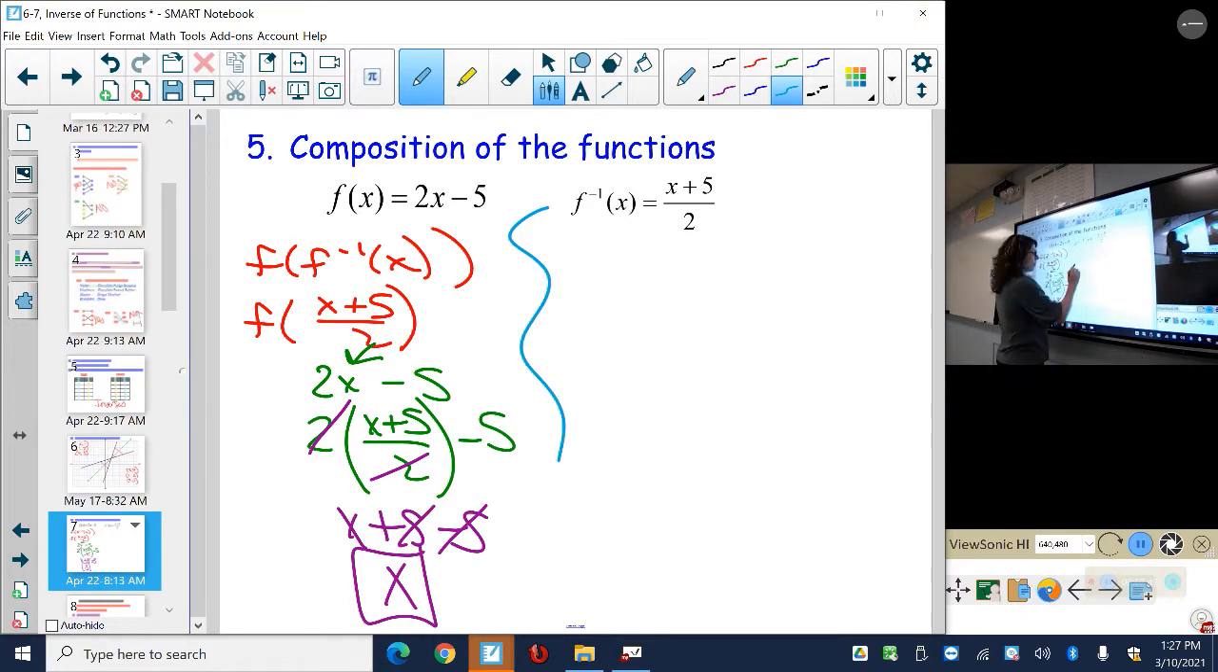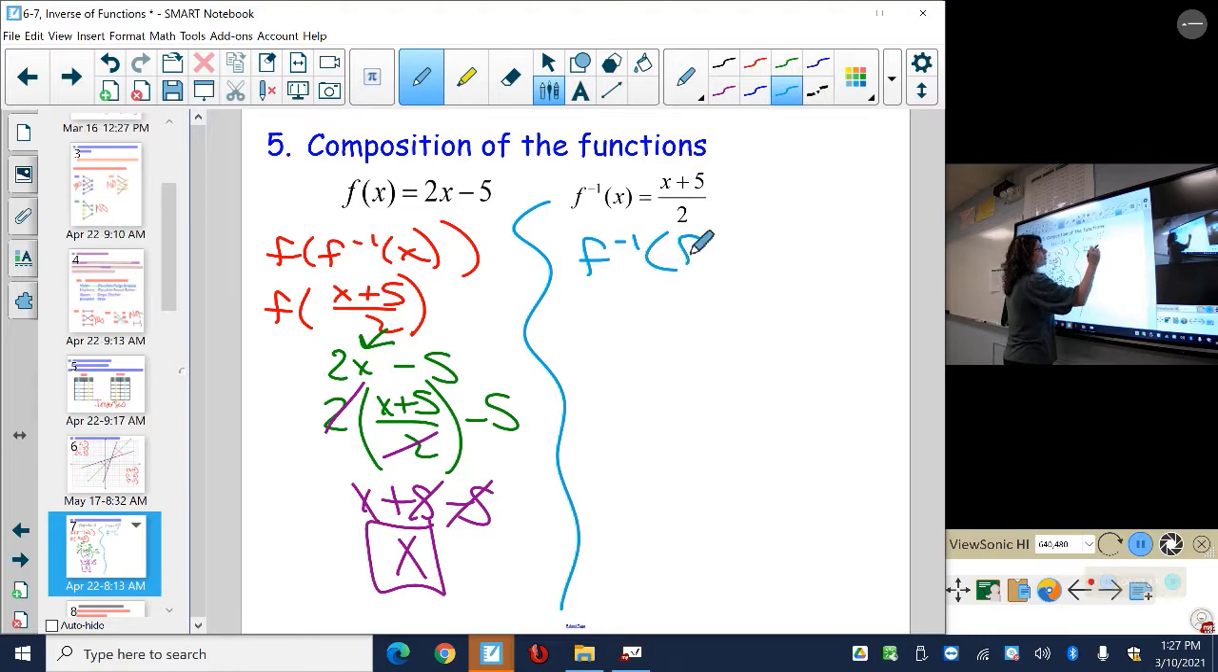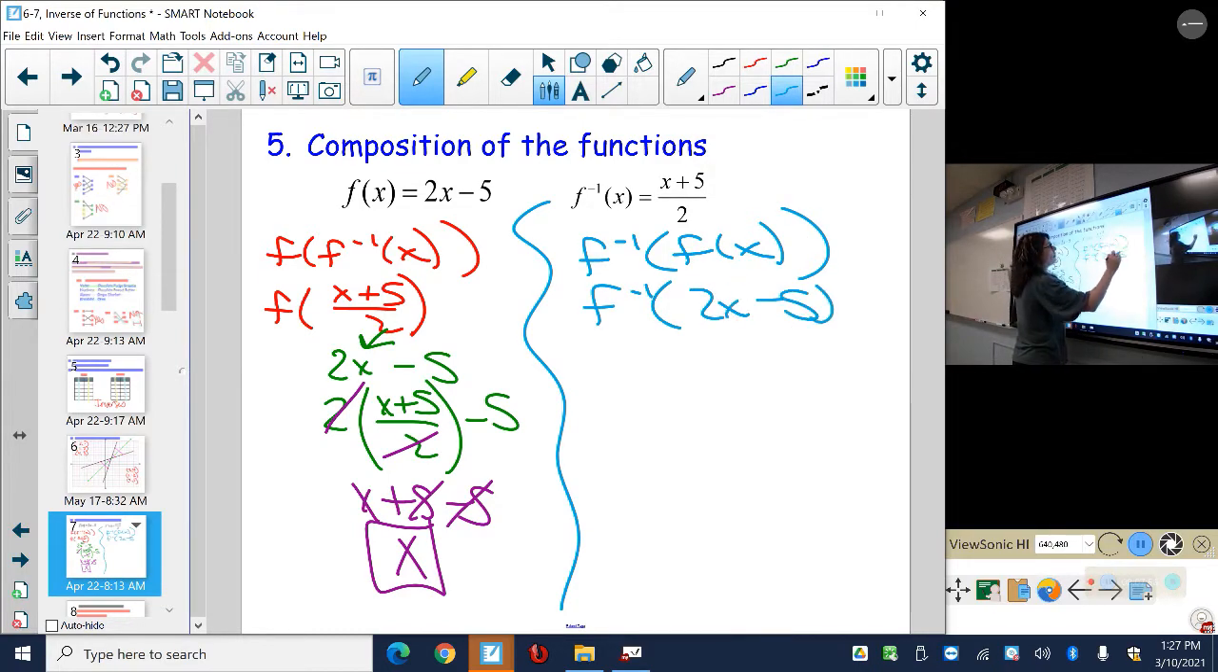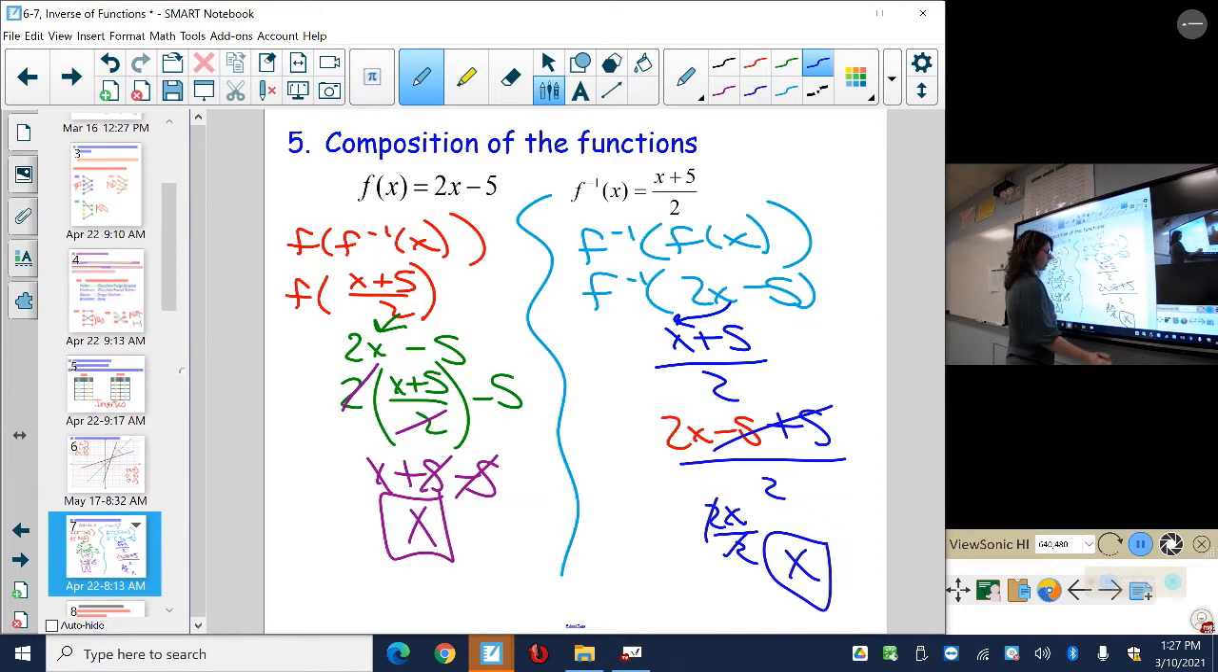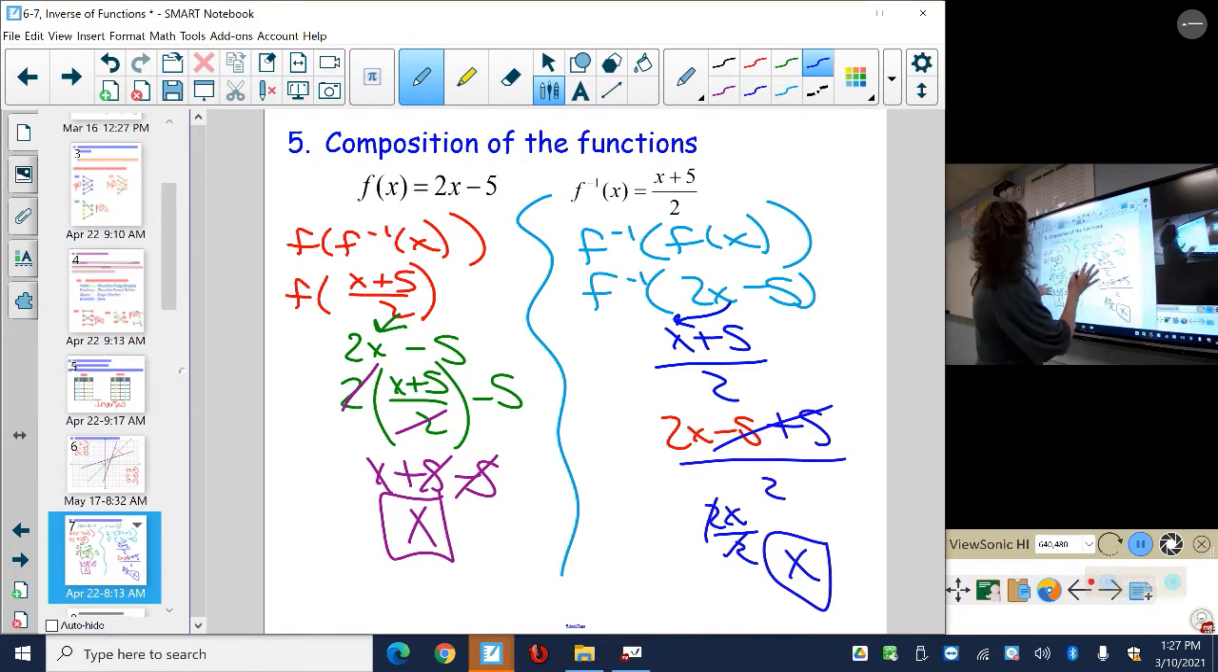Let's go ahead and check it the opposite direction. f inverse of f of x. So that's f inverse of 2x minus 5. So that means I'm taking x plus 5 over 2, and I'm plugging in the 2x minus 5. So I have 2x minus 5 plus 5 over 2. The 5's cancel out. The 2's cancel out, and I'm left with x. So I've proved that in both directions they're inverses of one another, so therefore that's the definition of inverse.